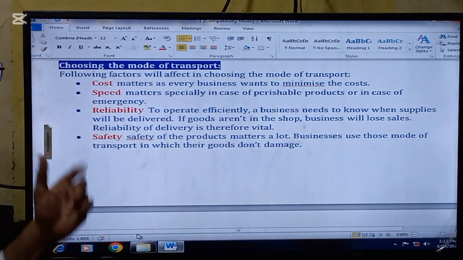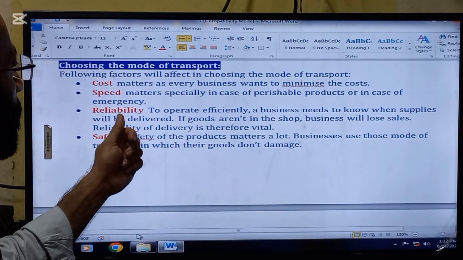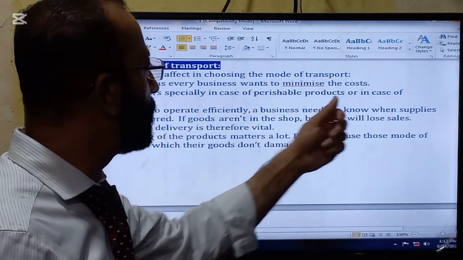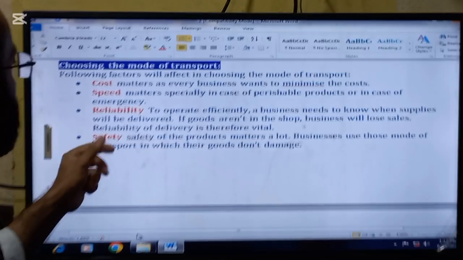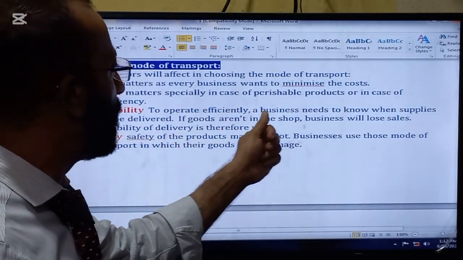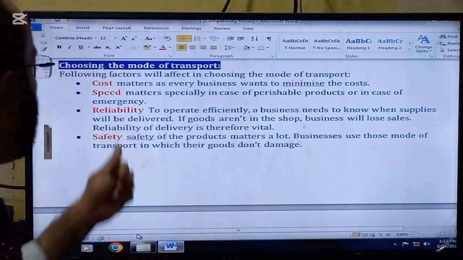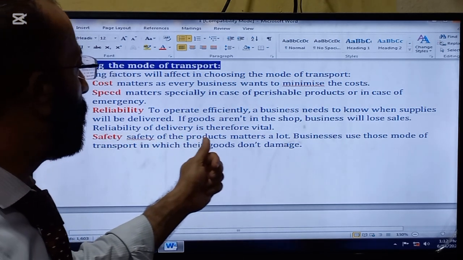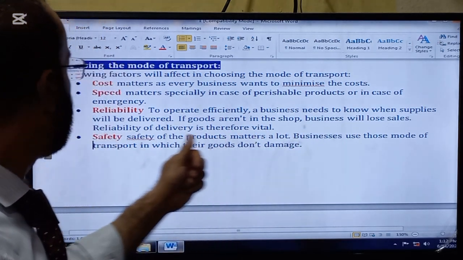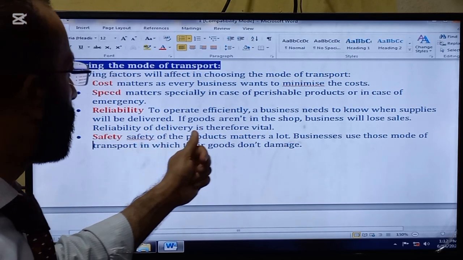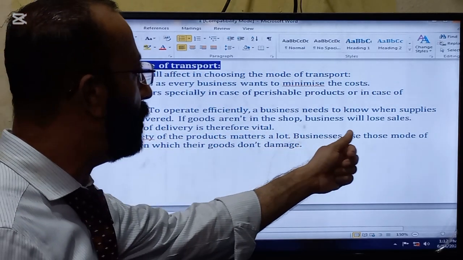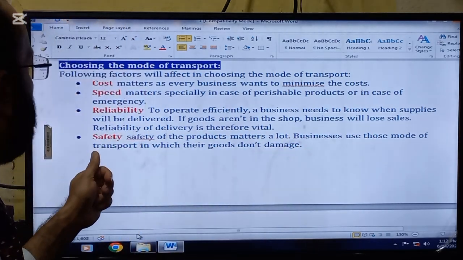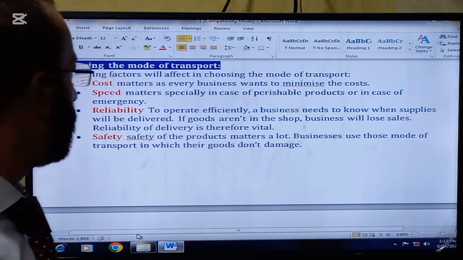Number one, cost matters as every business wants to minimize the cost. Number two, speed. Speed matters, especially in case of the perishable products or in case of the emergency. Next is reliability. To operate efficiently, a business needs to know when supplies will be delivered. If goods are not in the shop, business will lose sales. Reliability of the delivery is therefore vital.